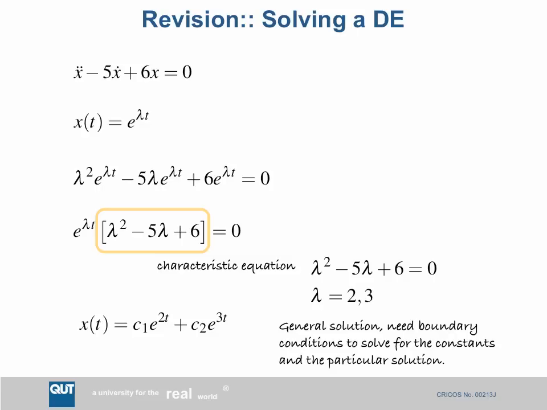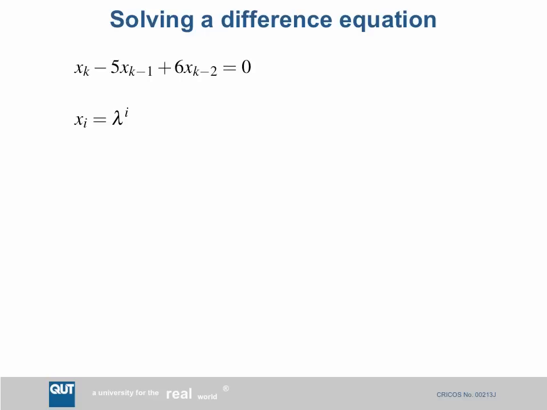We're going to do a similar trick with a difference equation. So here is a simple second order difference equation, and we are going to assume that the solution to the difference equation is lambda to the i. So x at time step i is equal to lambda to the power of i. And we're going to substitute this into the original difference equation, and we're going to get an expression like this. We can factor that. We can pull out lambda to the k minus 2 multiplied by something that looks suspiciously like the characteristic equation we had in the previous slide.